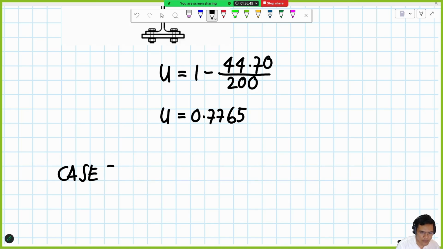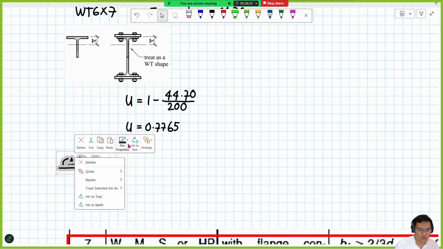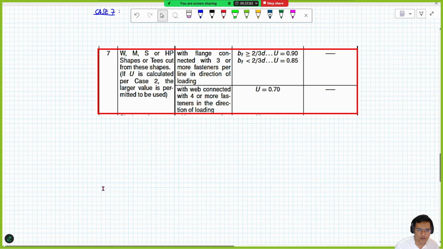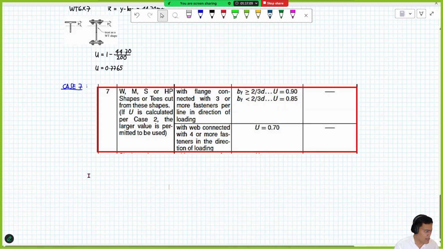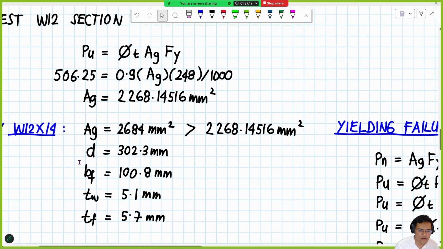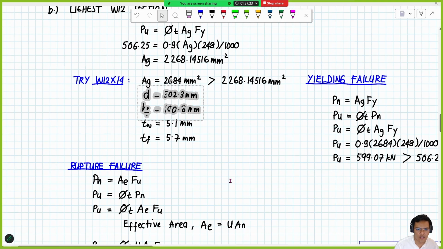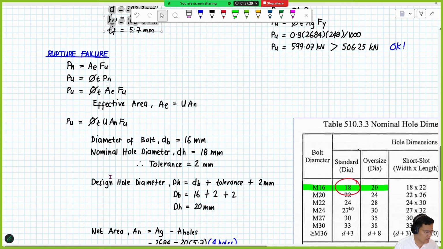Okay, for case 7, we need to check the two sets of range and we need to confirm saan tayo nagpo-poll. So ito yung case 7 natin. Again, i-define natin yung b sub f and yung depth ng ating given W flange. Fortunately, meron na tayo yung ating b sub f tsaka depth. Ito yung ginamit natin, nakalist na siya.